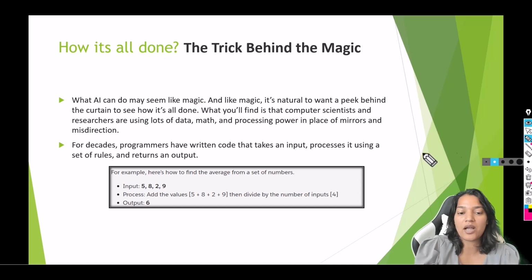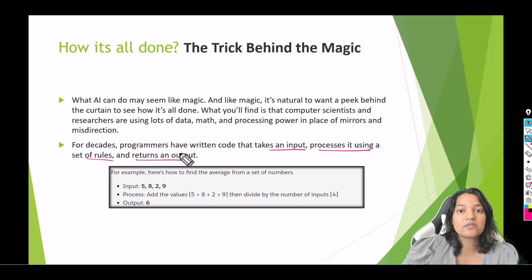For decades, what have programmers done, right? Programmers have written code that takes an input, processes it using a set of rules, and returns an output, correct? This is how programmers have worked. They write instructions, give them to the computer, and then we feed an input to these instructions and it generates an output.